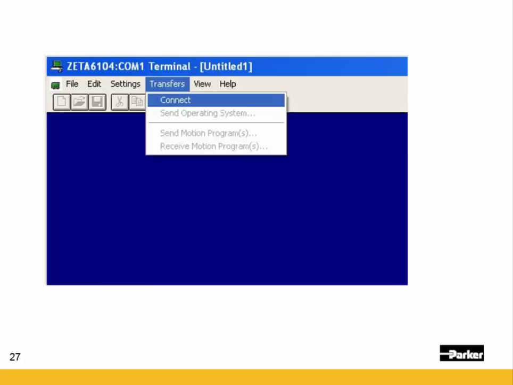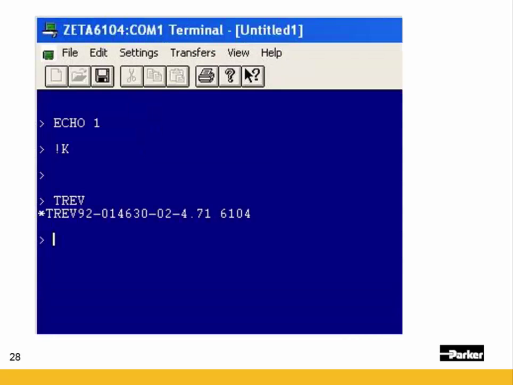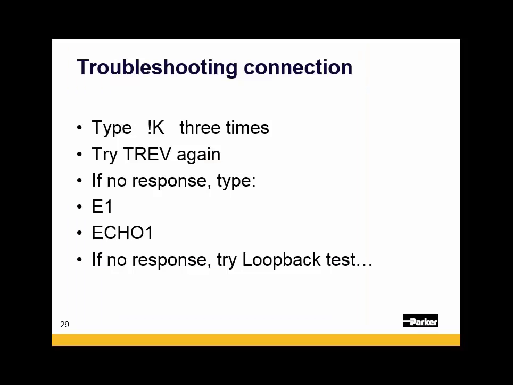Then go back to transfers and click connect. So go ahead and type exclamation K to kill the program that could be running, and then type TREV, which is tell revision. This will verify if you're actually connected to the 6000 and that you're transmitting and getting a response back. Also type exclamation K, enter, to kill the program, and then type E1, enter, and then echo 1, enter. So try that as well.